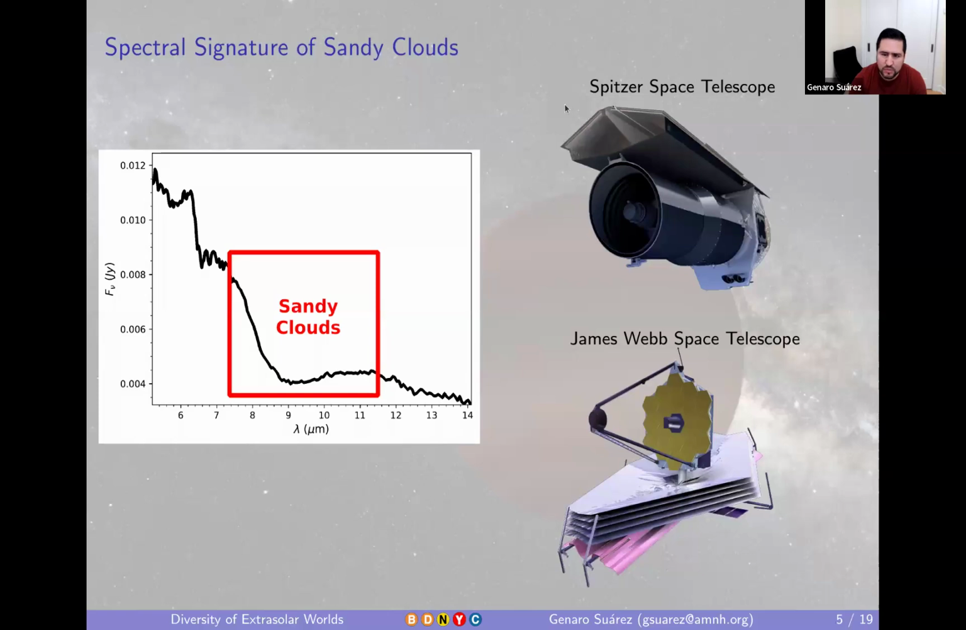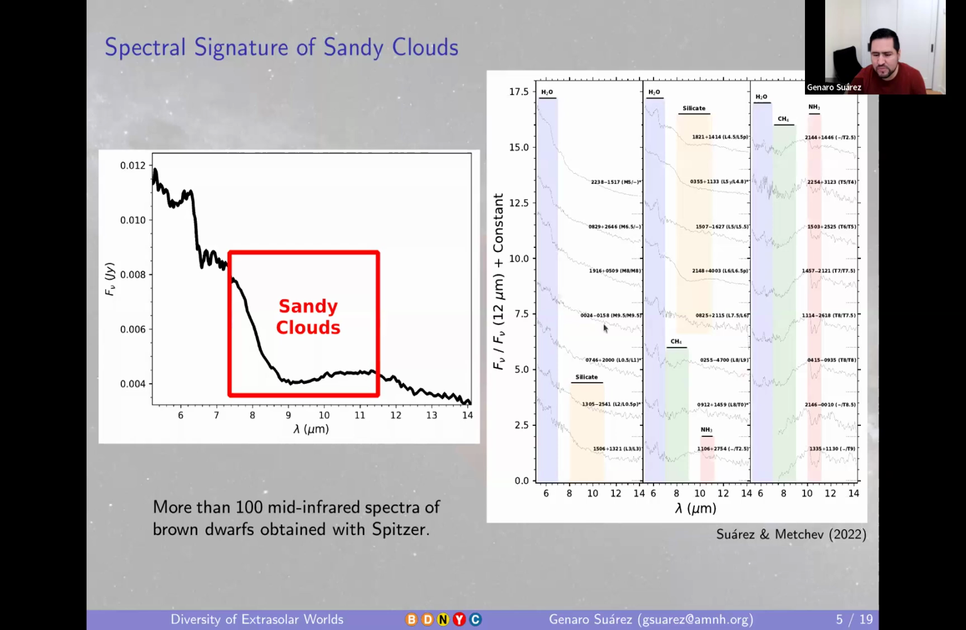One is Spitzer, which stopped observing about 4 years ago, and the other one is James Webb, which started observing 2 years ago. So most of the mid-infrared observations that we have for substellar atmospheres came from Spitzer. So in this project, we've first reprocessed all the archival Spitzer mid-infrared spectra, and we make available the whole sample of 113 mid-infrared spectra.